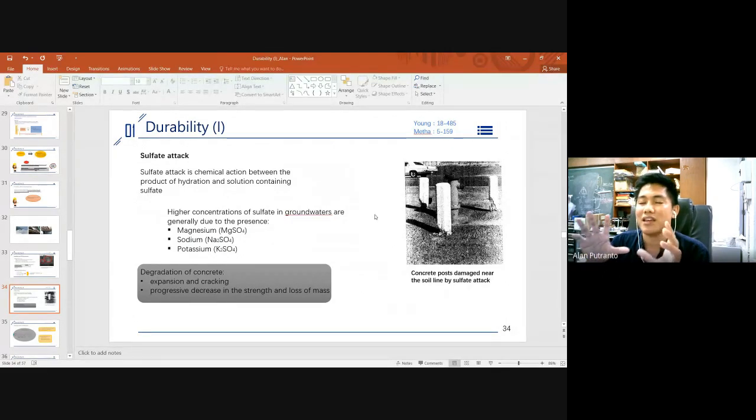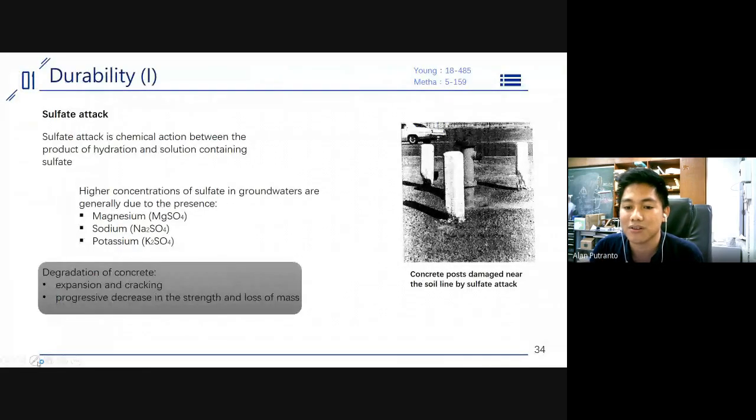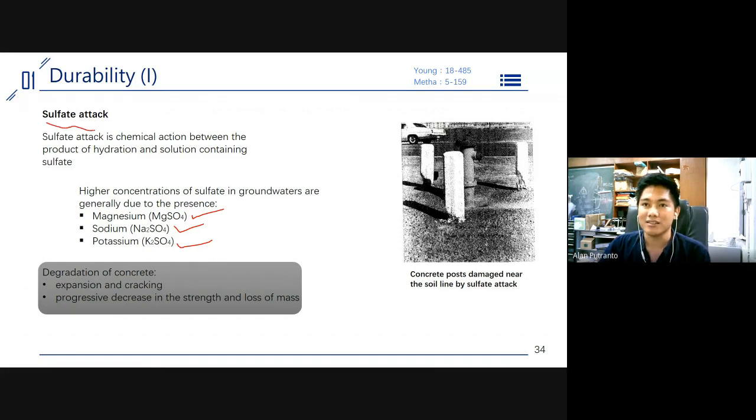Sulfate attack is a chemical action between the products of hydration and a solution containing sulfate. Okay. Right. And then higher concentrations of sulfate in the groundwater are generally because of the presence of magnesium, sodium, and potassium. Actually, this sulfate attack will lead to the degradation of the structure. What may happen is expansion and cracking of the concrete. And then a progressive decrease in strength and loss of mass might also happen.